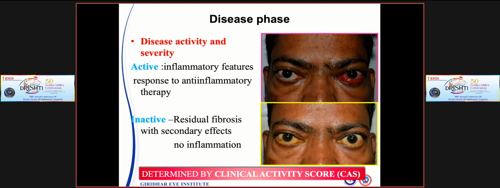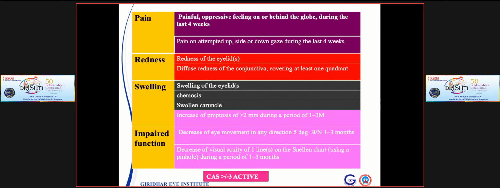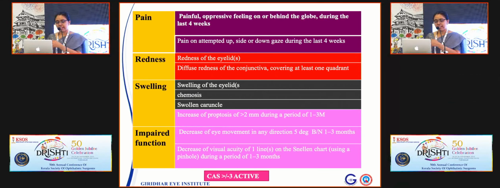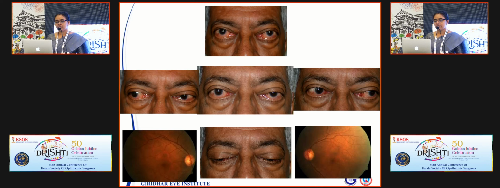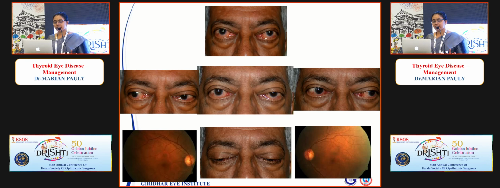What is disease activity and what is disease severity? So active disease will have inflammatory features and inactive will be having fibrotic features. So this is a clinical activity score based on pain, redness, swelling, and impaired function. So from the clinical features itself, you know this is an active disease.